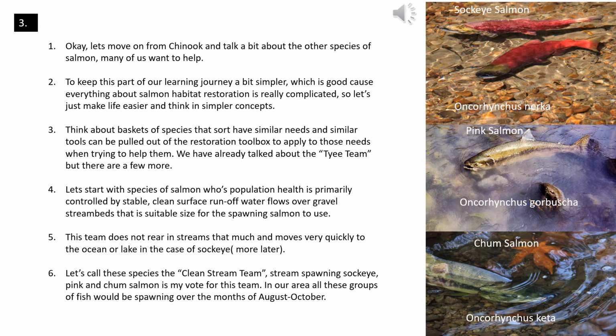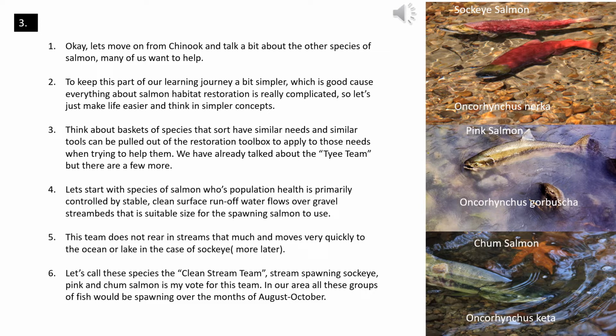So let's start with species of salmon whose population health is primarily controlled by the amount and quality of stable, clean surface runoff water flowing over gravel stream beds of a suitable size for spawning salmon to use. So think about the ideal stream, this gravel bed of the right size that these fish want. The floods aren't too big. The gravel doesn't move too much. The eggs, when they're placed in the gravel, have a reasonable chance of coming out in the spring. That's what we're talking about, this clean stream team.